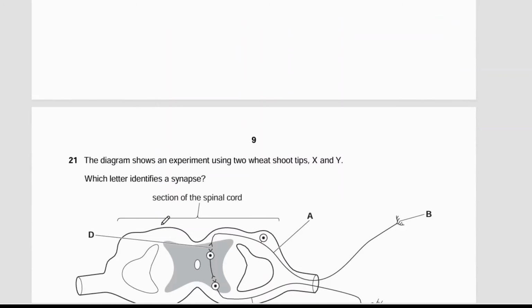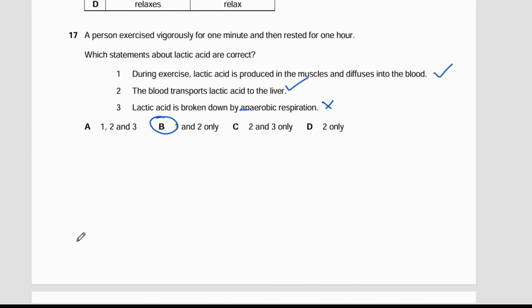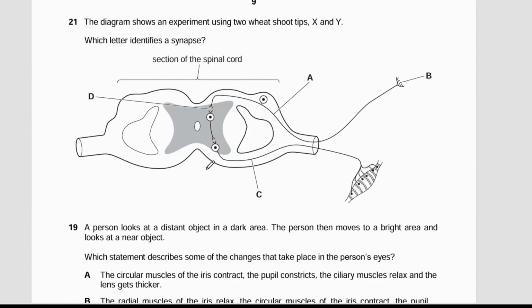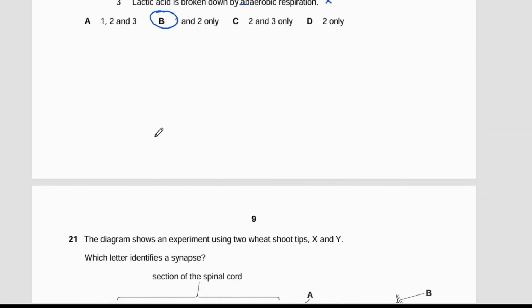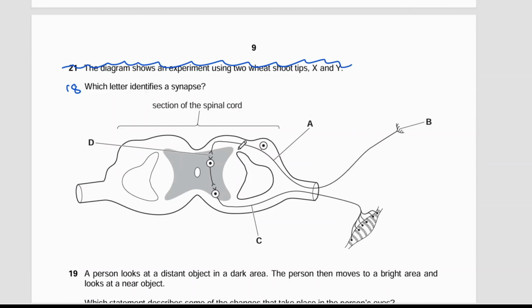Next one: the diagram shows an experiment using two wheat shoots, tips X and Y. Wait, wait. There are many missing. Why is this 21? No, it's 18th and this one is 18th. This one is not here. Let's just erase it. Which letter identifies a synapse?